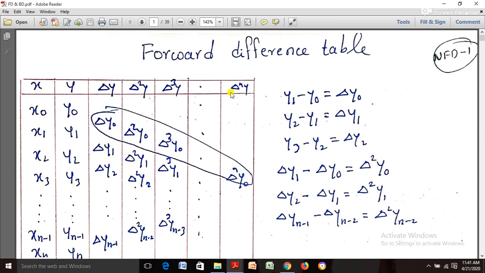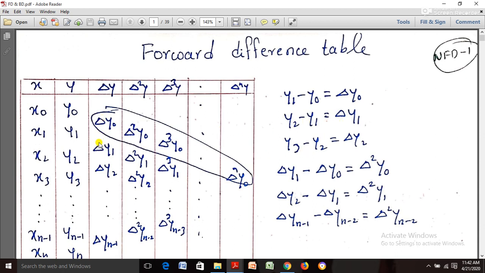How can we find these values? This is the first forward differences. First forward difference means delta y. So first delta y0, delta y1, delta y2, delta yn minus 1. How can we find delta y0? Delta y0 is equal to y1 minus y0, meaning this value minus this value gives delta y0. Then how can we find delta y1?